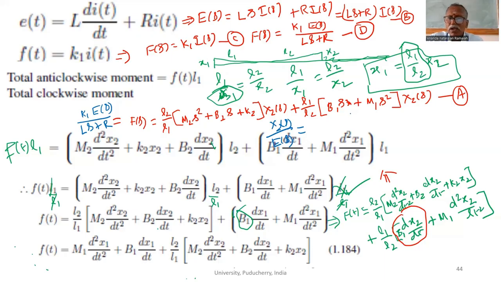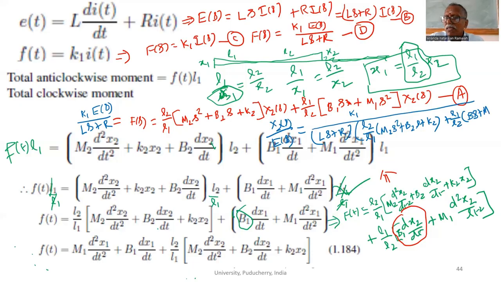K1 upon Ls plus R, multiplied by L2 upon L1, M2 s square plus B2 s plus K2 plus L1 upon L2 Bs plus M1 s square, whole bracket. That's all. This is the transfer function of the given mechanical system, assuming that X2 is output, E is input.